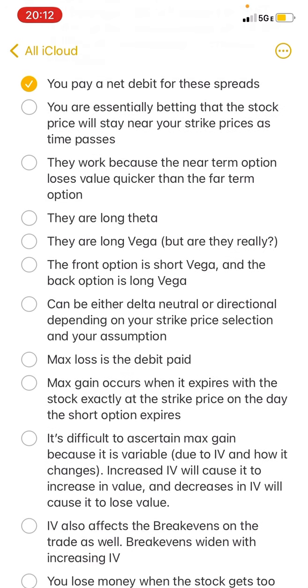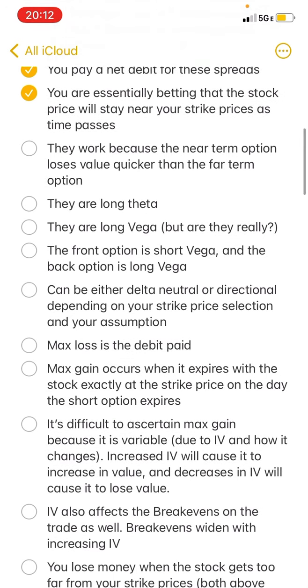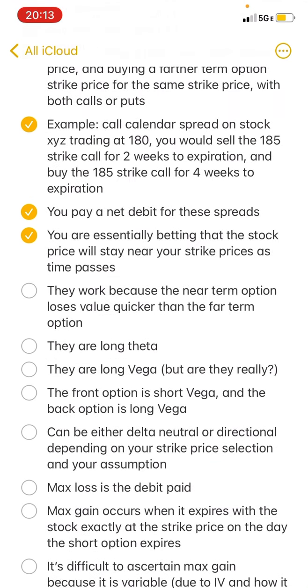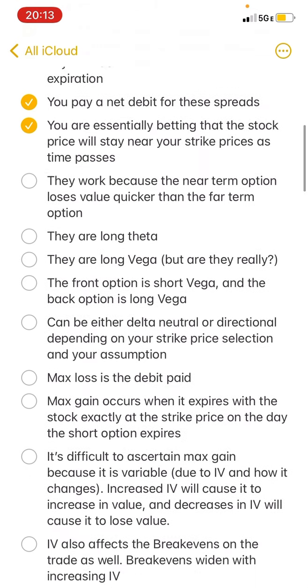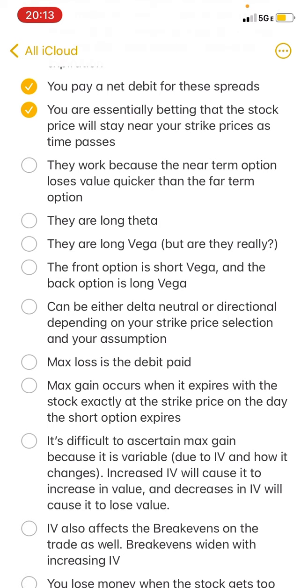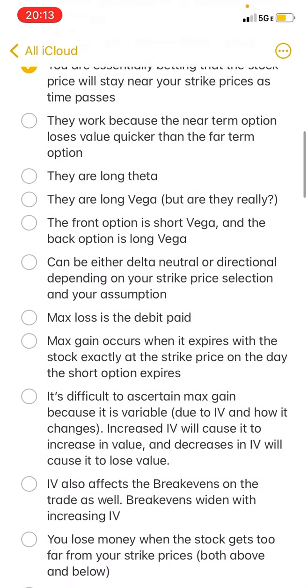So basically, what you're doing when you enter a calendar spread is you're essentially betting that the stock price will stay near your strike prices as time passes. You're just saying that it's going to stay range bound, or it's going to stay right around, for this one up here, 185. That's kind of what you're betting on. And honestly, stocks for the most part, more times than not, they chop around. They kind of whipsaw, especially here recently.